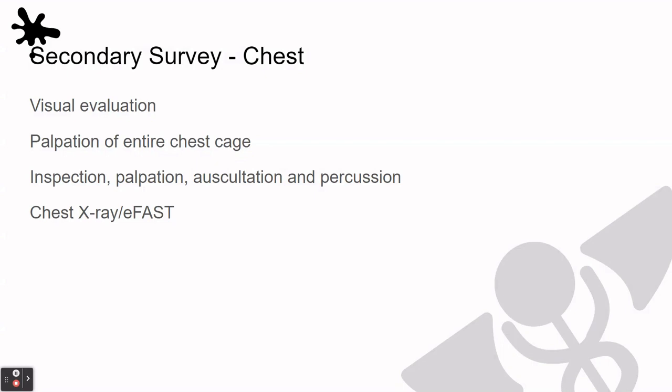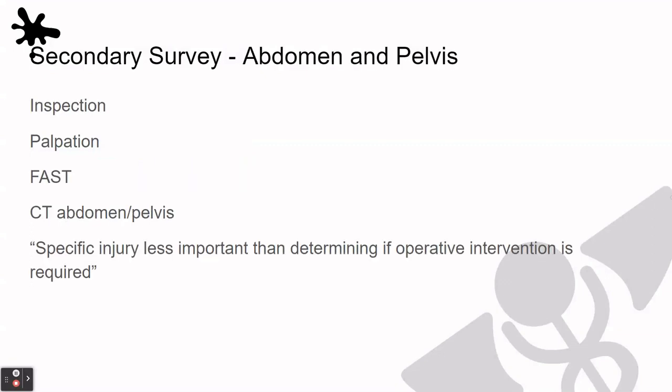You're going to palpate the entire chest cage. You can just put a hand on each side of the chest and start pressing and say, is this tender? Is this tender? Auscultation, percussion. Again, by the books, percussion. Realistically, in a trauma bay, you're not going to hear anything anyway. You're going to grab a chest x-ray and an EFAST. Both of those are going to take a look inside the chest. Both of those are considered adjuncts, right? And actually, I believe those fall in the primary survey adjuncts, but realistically, they're going to happen here.